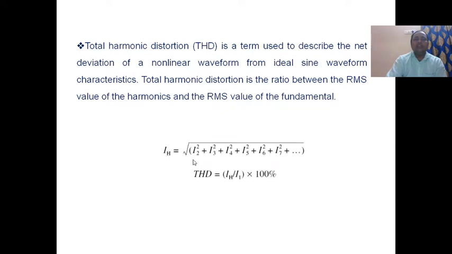So I_H is equal to the root of I2 square plus I3 square plus I4 square plus I5 square plus I6 square plus I7 square, and so on. So the total harmonic distortion is the harmonic content divided by the fundamental current, that is I_H by I1 into 100%.